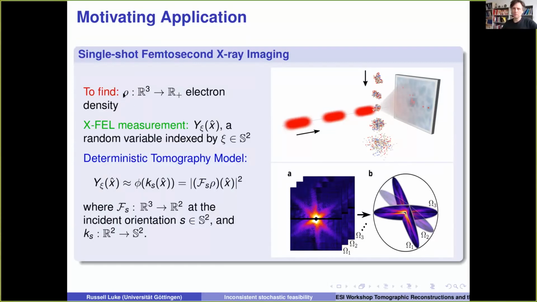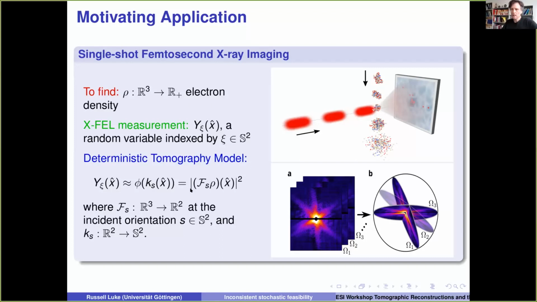So mathematically, we want to find this electron density, which is some mapping from R3 to the non-negative reals, and the measurements, however, these are random variables. You blast the molecule at some orientation that you don't know, and then you just record an image. So that's how I denote this with the Y. And the Xi is just some index that we're selecting out of the sphere, which would then describe the orientation of the molecule.